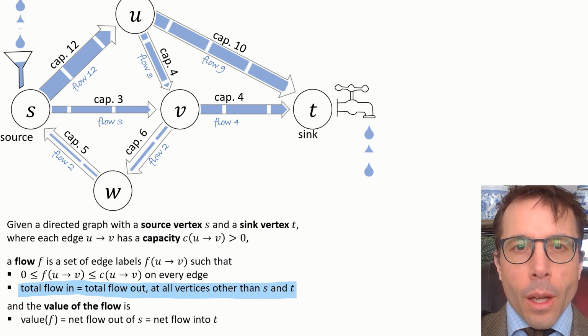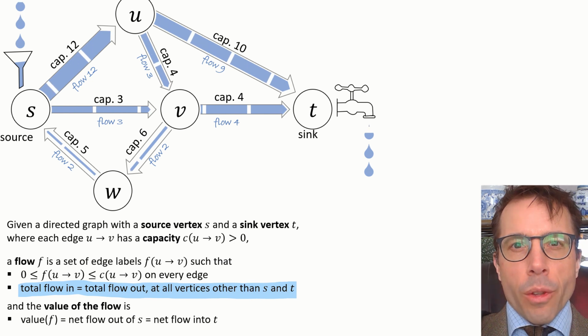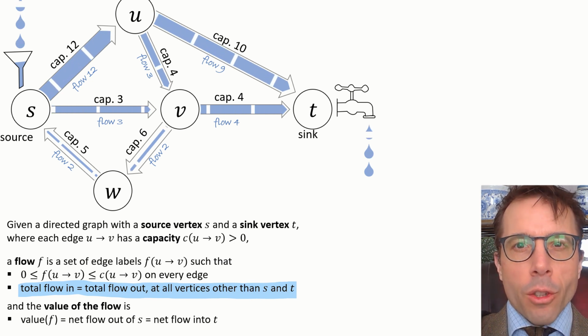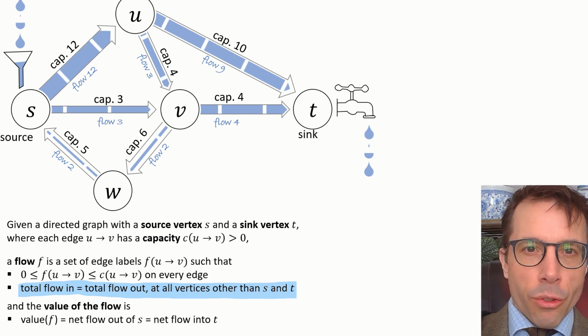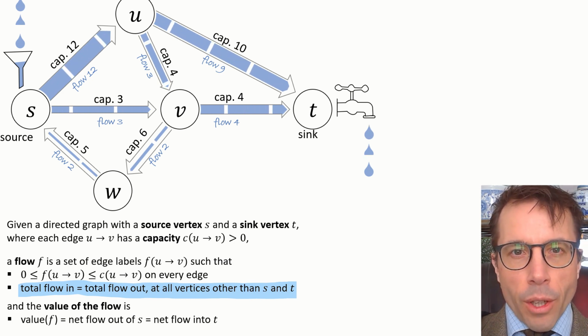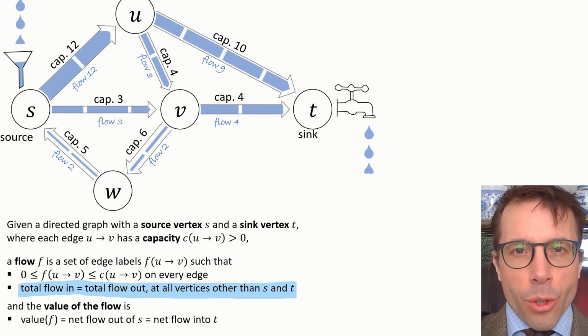First comment. The definition of a flow says that the total flow in should be equal to the total flow out at all intermediate vertices in the network. It's worth just doing a sanity check. Let's take node V for example. Total flow in is 3 plus 3 equals 6. Total flow out is 2 plus 4 equals 6. Right, that works. This basically says stuff isn't allowed to accumulate anywhere in the network.